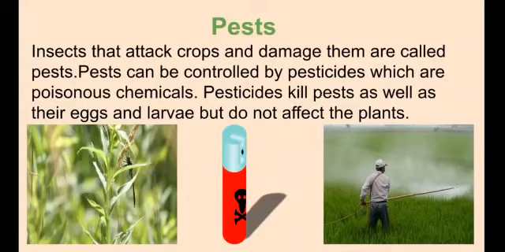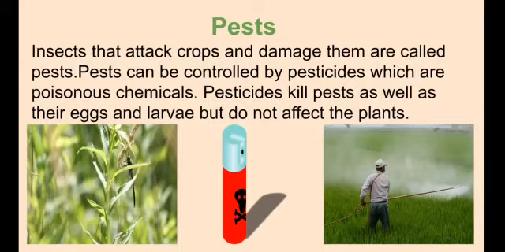Then we'll talk about pests. What are pests? Insects that attack crops and damage them are called pests. Pests can be controlled by pesticides, which are poisonous chemicals. Pesticide kills pests as well as their eggs and larvae, but does not affect the plants.